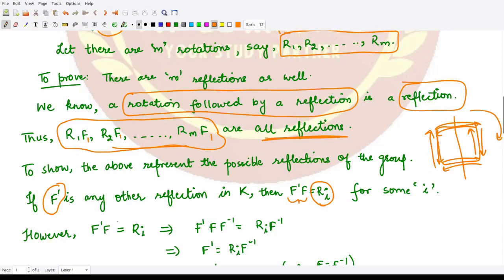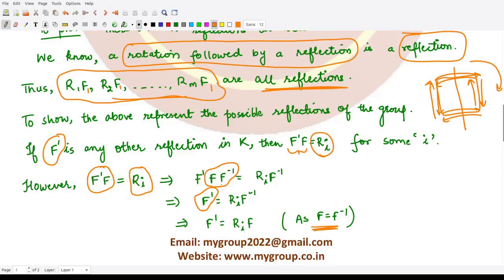So here f dash f would be some rotation Ri. What we can do is post multiply both sides with f inverse, so that this thing becomes R0. R0 into something is that something only, f dash. So you have f dash equals Ri f inverse. And you know the inverse of any reflection is itself. So in this case, you can write f inverse as f only. Therefore, you obtain f dash equals Ri f, right? And you had f dash f equals Ri.